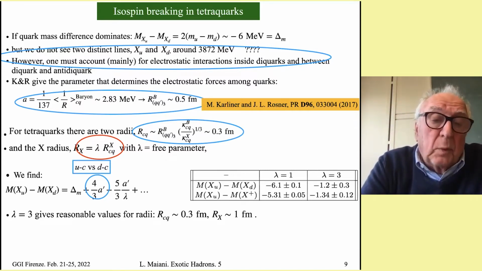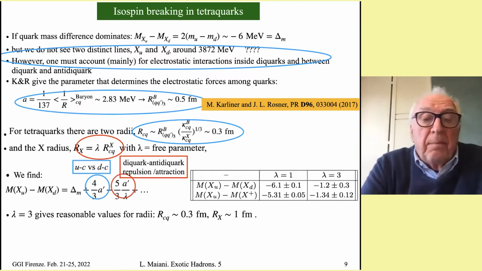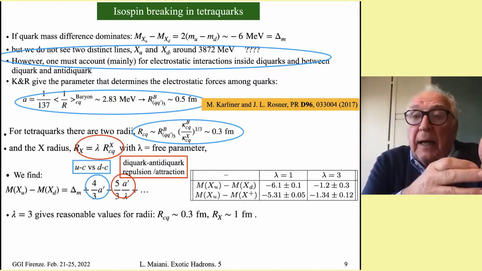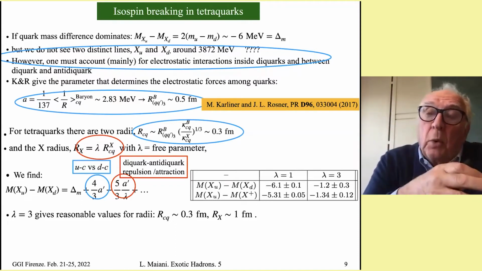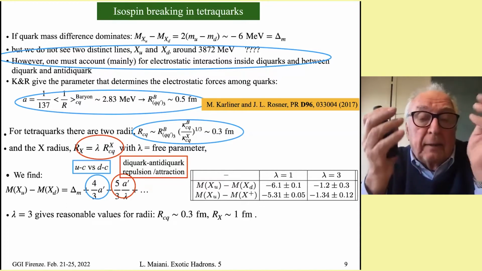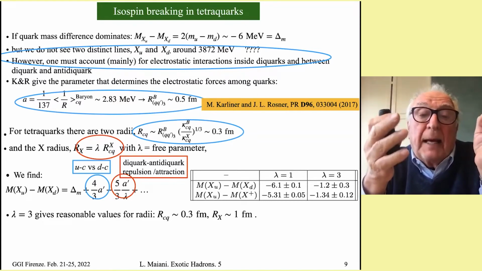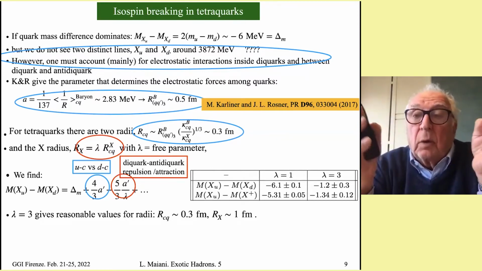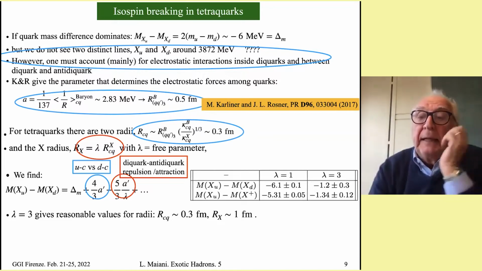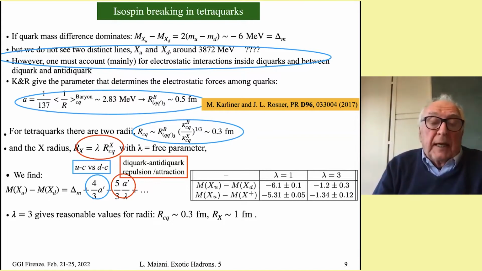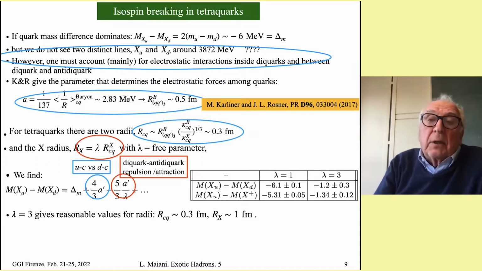Then there is another term which, like the other energy, is the repulsion or attraction between the diquark and the anti-diquark. And this, of course, goes in the other direction. It prefers a heavier UC, XU, with respect to XD, but this goes down like 1 over lambda, where lambda is the ratio between the radius of the tetraquark and the radius of the diquark. And in the table, you see what happens for lambda equal 1. For lambda equal 1, the two terms essentially cancel each other, and you are left with the original estimate of minus 6 MeV.